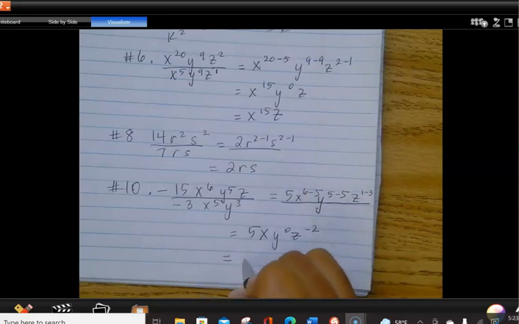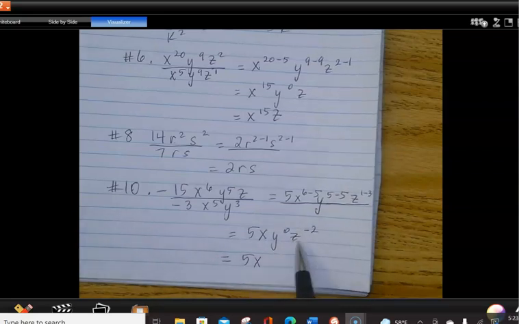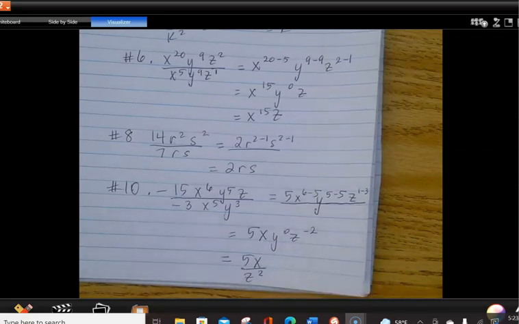So the final answer to this is 5x. I don't have to do the y because y to the 0 is 1. But this z is unhappy with that negative exponent, so he's actually in the denominator with z squared. So that's the answer for number 10. Remember, you can pause the video. That's pretty much it for dividing. And again, you can see the zero exponent rule comes around as you run into it.